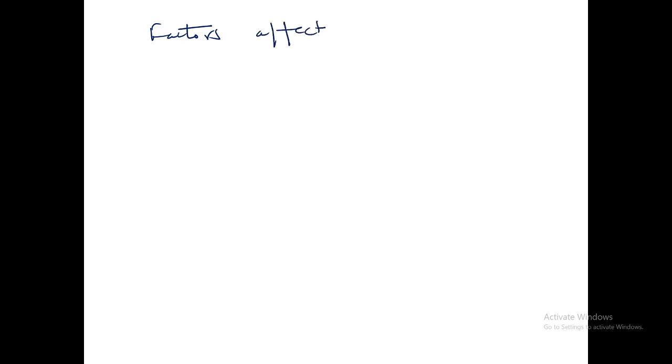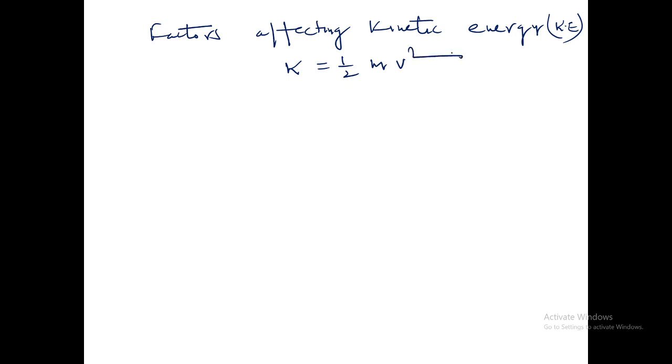Factors affecting kinetic energy, and in abbreviation we have written K. So kinetic energy of a moving body depends on mass of the body and velocity of the body, because formula of kinetic energy is half mv square.